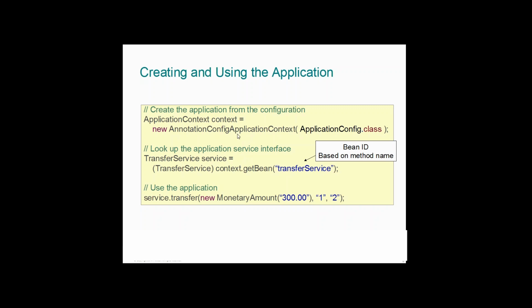Once this context gets created, using the context I do a lookup with a bean ID. I ask for the object for this ID, I get this object, and I always cast it to an interface type. Then I take this object and start using it in my application. By default, the object gets created only once in its lifetime, and however many times you refer to this transfer service, you will get a reference to the same object every time. Clear?